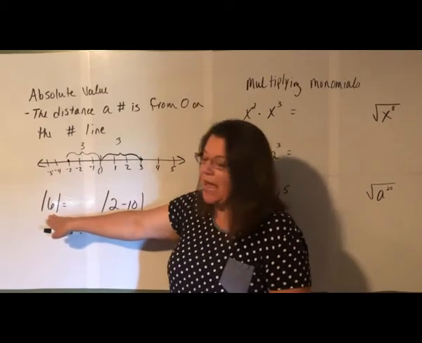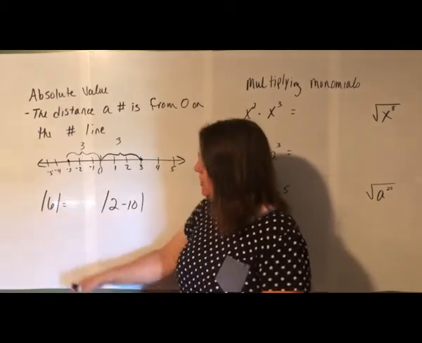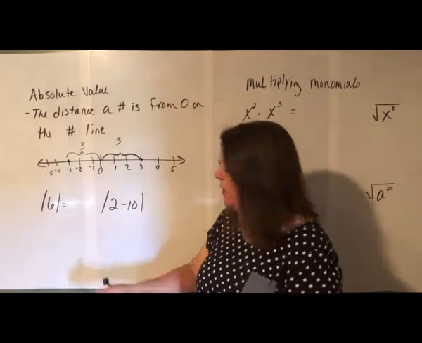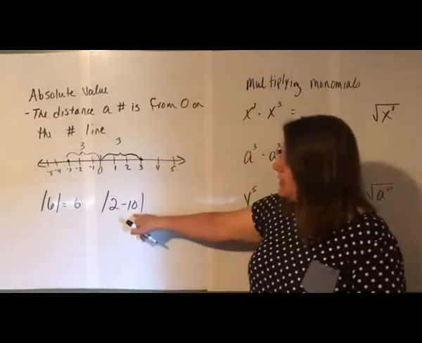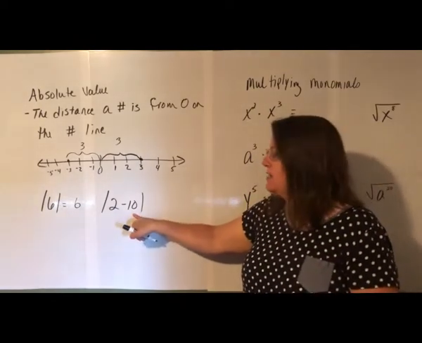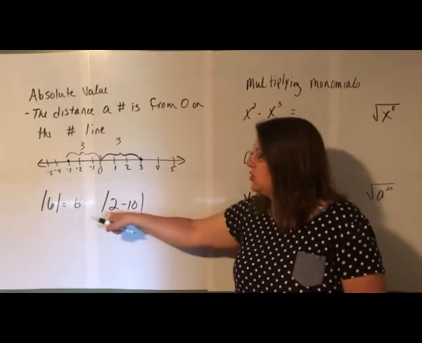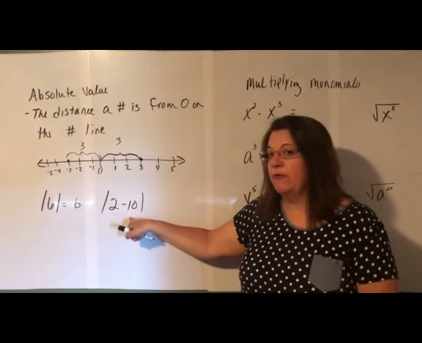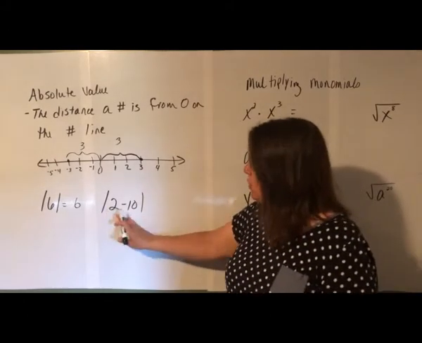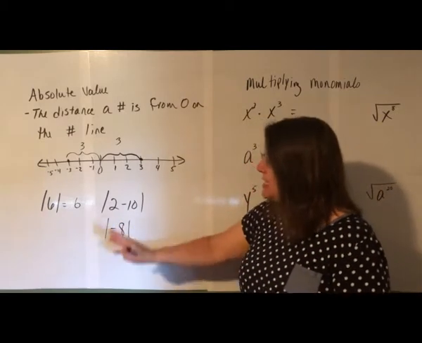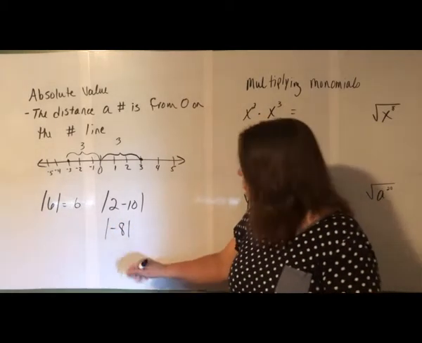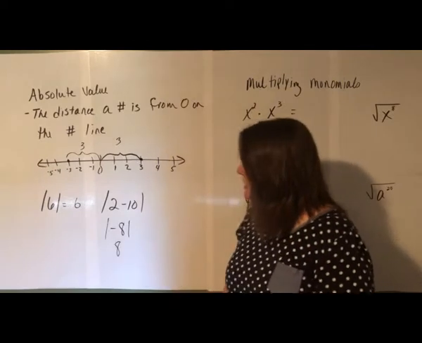So this is the absolute value of 6. Well, the absolute value of 6, the distance 6 is from 0 on the number line, is 6. Now, if you have math inside your absolute value, you're going to do the math problem first. So 2 minus 10 is -8. And then I take the absolute value of that answer. So the absolute value of -8 is 8.